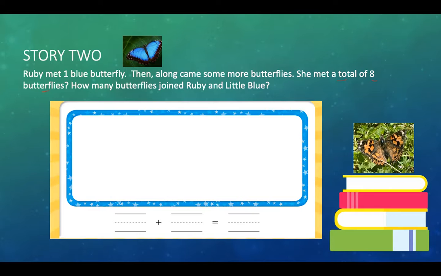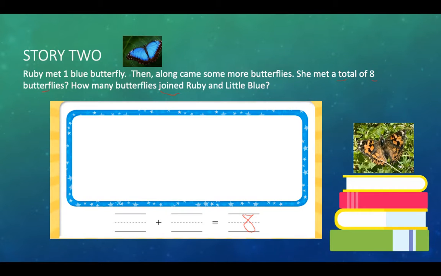How many butterflies joined Ruby and Little Blue? We want to know how many joined Ruby and Little Blue. We see here there's a total of 8. Total, that's the part, the sum. Our total or our sum is 8. We know she saw 8.